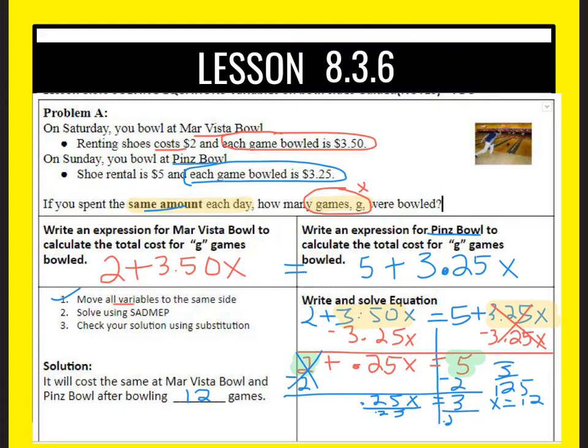Well, you know what? I always like to check my solution. So Miss King is going to grab her calculator and say, okay, let me see if this is right. 2 plus 3.50 times 12 games.